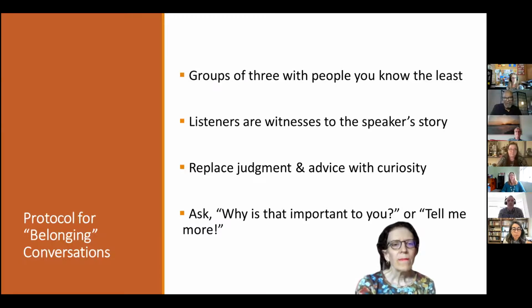All right, so here's the setup. We're going to break you into groups of 3. I think we can do that, Gail, with the number that we have here. And it'll be random. Hopefully you don't end up with somebody you know. But when we're together, we want to ask people to break into groups of 3 with people they know the least. So why do we do that?